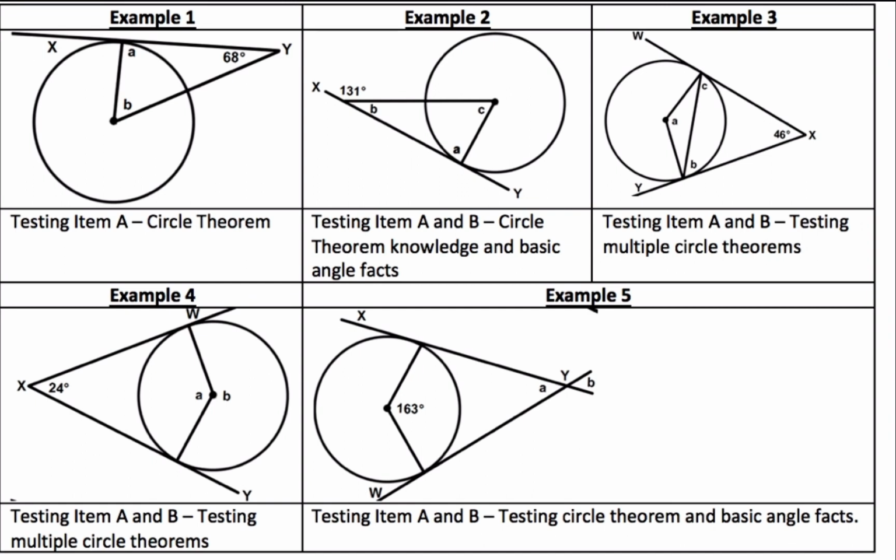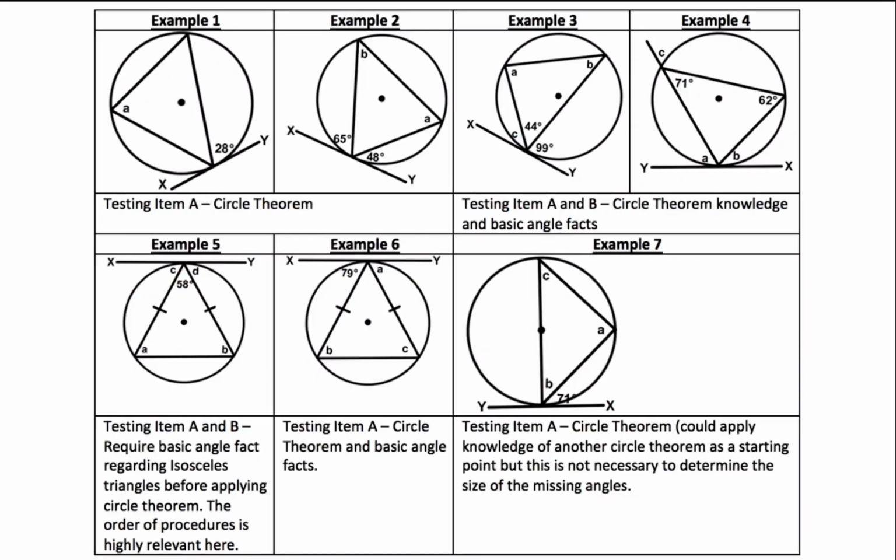There's 24 degrees. Radius meets tangent. Put the 90 degrees in, and you should be able to work out what A is. Once you work out what A is, if they want B, angles around a point add up to 360. I'll let you work out the rest because I think it starts becoming common sense.